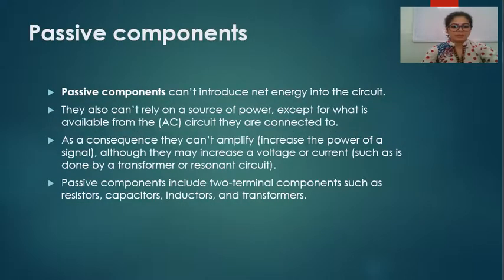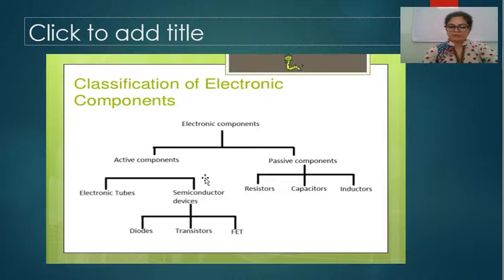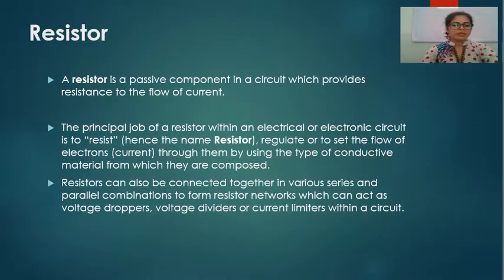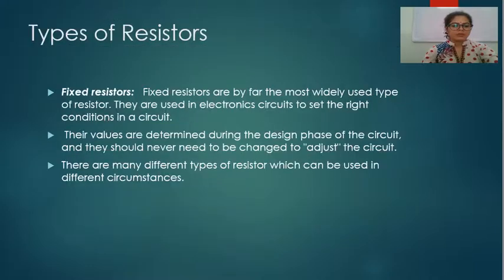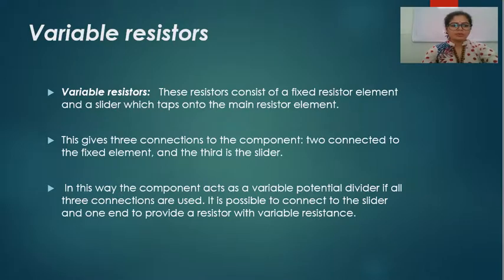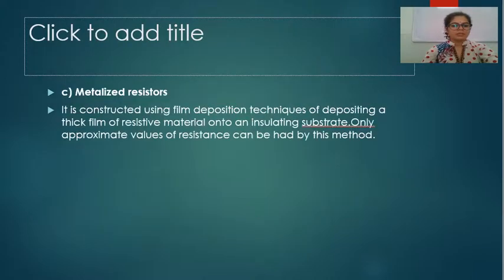After that, we have studied the things that come under active components and the things that come under passive components. Under active components, we have studied diodes, transistors, semiconductor devices, whereas in the passive components, we have studied different types of resistors, capacitors and inductors. So we have started with the resistor. We have studied types of resistors, where we have studied variable resistors.